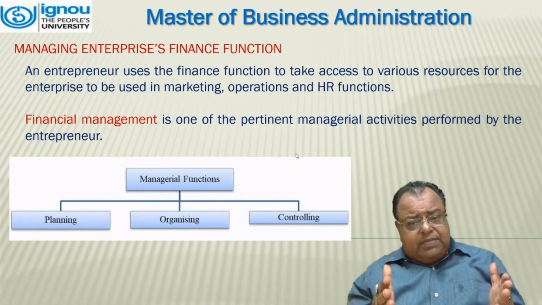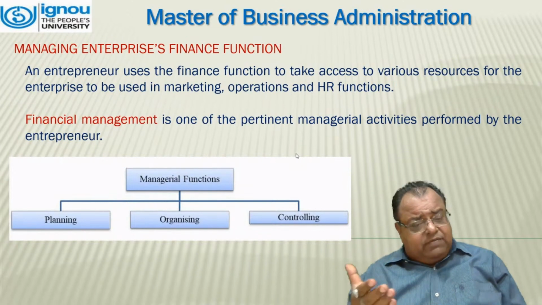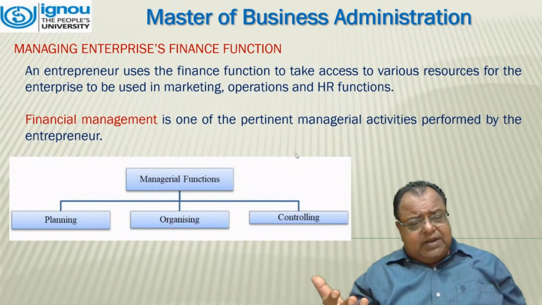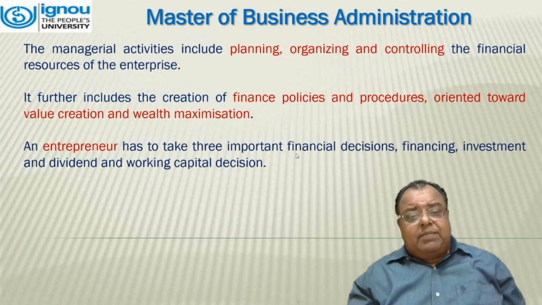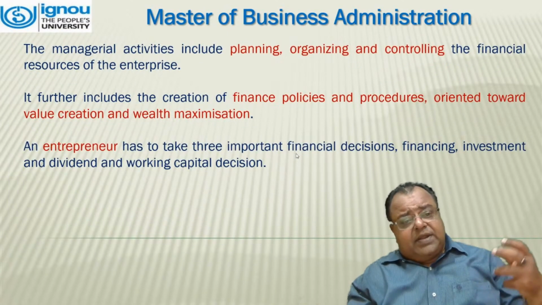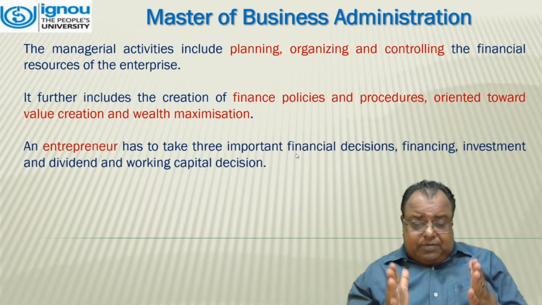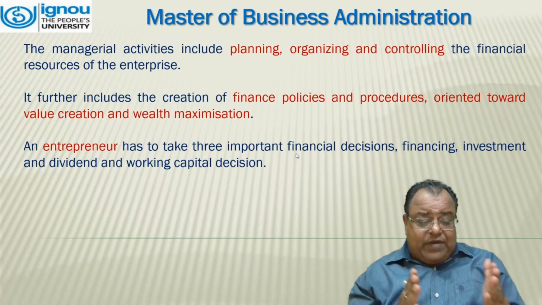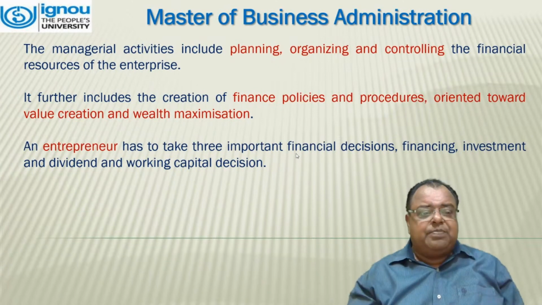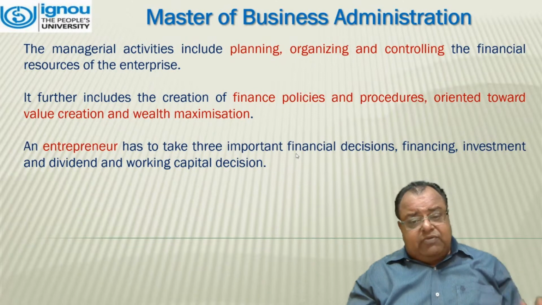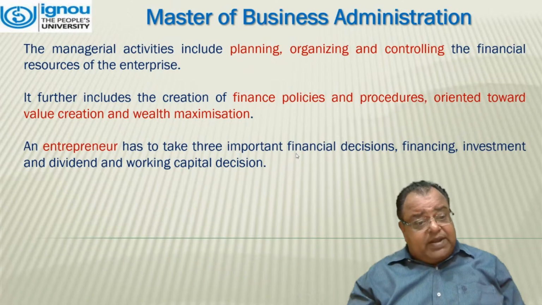Financial management is one of the pertinent managerial activities performed by the entrepreneur. As we can see over here, managerial functions include planning, organizing, and controlling. Managing finance further includes the creation of finance policies and procedures oriented towards value creation and wealth maximization. An entrepreneur has to take three important financial decisions: financing, investment, and dividend, and maintain working capital discipline.